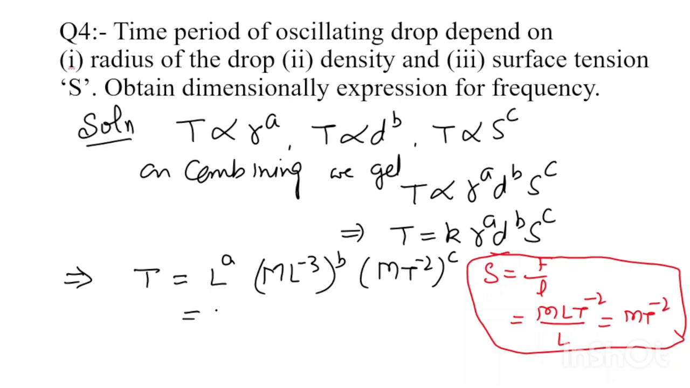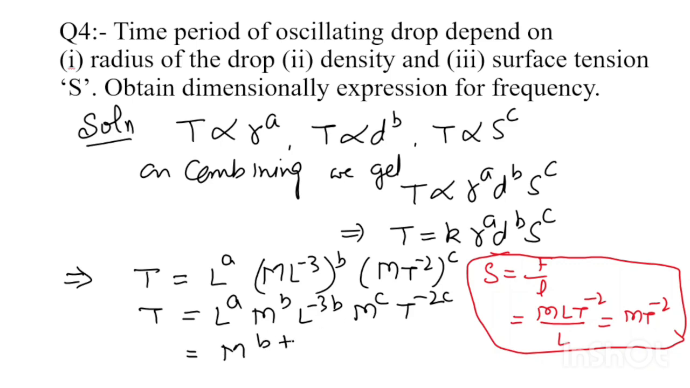Now we open the bracket, so we write L power a, m power b, L power minus 3b, m power c, t power minus 2c, and this is t. Now we add the powers of the same term: m power b plus c, L power a minus 3b, and t power minus 2c. And on the left hand side there is only one term t, so we write m power 0, L power 0, and t power 1.